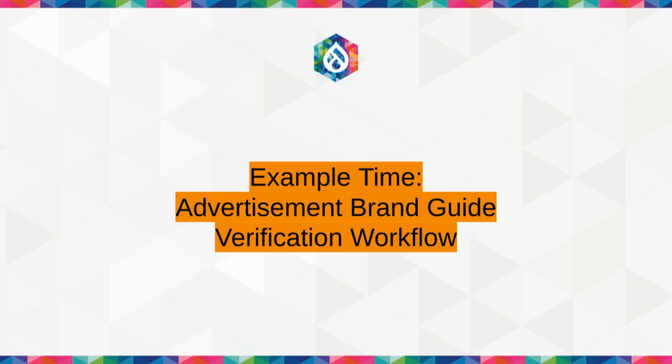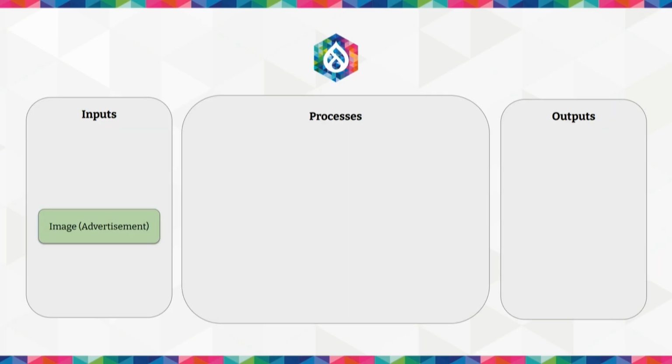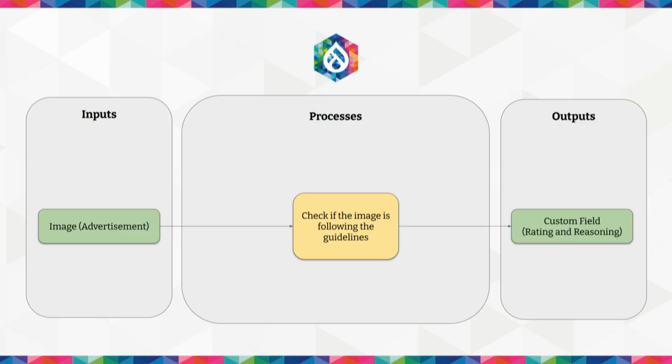So first I'm gonna showcase a very simple example here. Advertisement brand guide verification workflow. So this is taking an image advertisement. Say in this scenario, you work at Coca-Cola, you have a competition like create an advertisement for us, and you want to do some pre-screening on things that definitely don't follow the brand guidelines. So you upload an image of an advertisement, you have a process that looks at this image, reads the brand guidelines, and tries to figure out, does this follow this? And you output it then with a rating and a reasoning in this case.